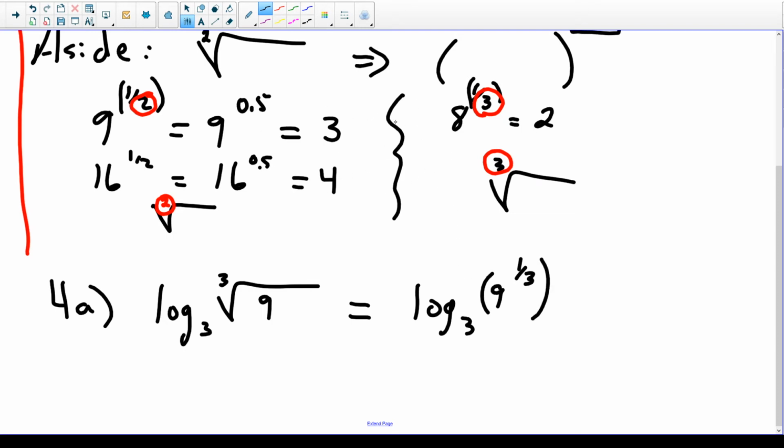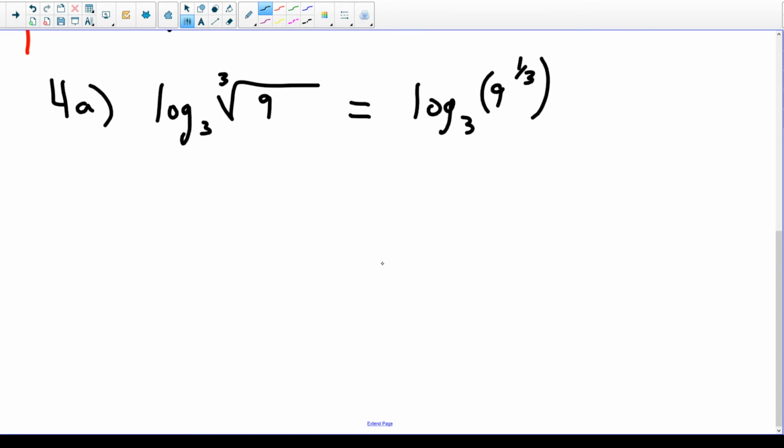Using what I just showed you in the aside up here, I can change this root 3 into a power of 1/3. Now, how does that help us? Well, what is the law that deals with powers? When you have a power in that position, you can bring that power down in front as a multiplication. So that power is no longer affecting us, which means the root is no longer affecting us.